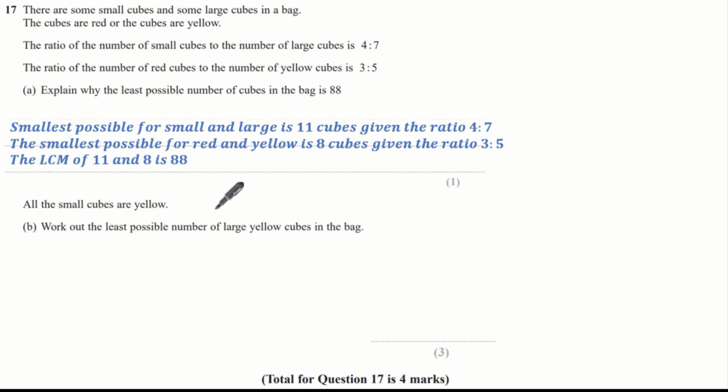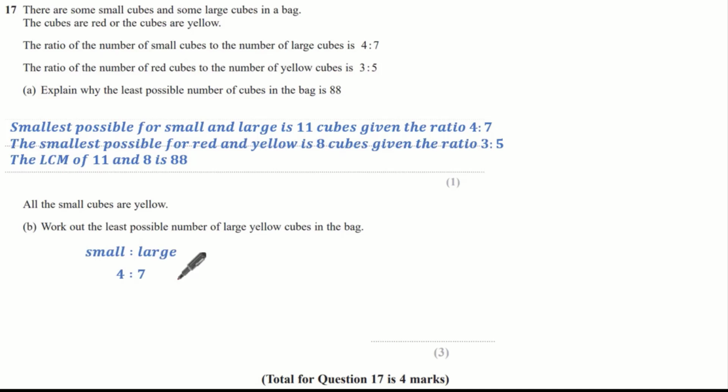Now the next question says all the small cubes are yellow. So we're asked to work out the least possible number of large yellow cubes in the bag. Well, first things first, we know the ratio of small to large is 4 to 7.